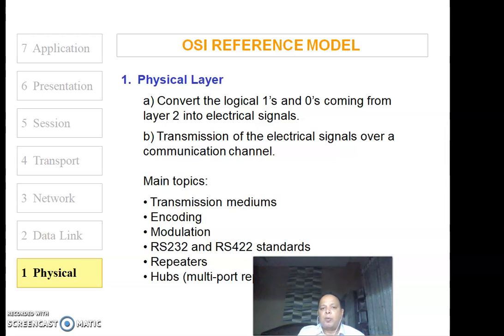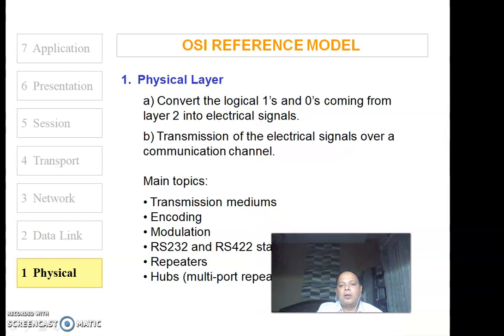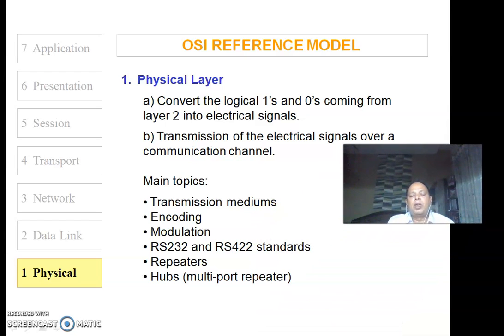And it is also responsible for transmission of the electrical signals over a communication channel. That channel could be anything, right from optical fibers or UTP cable or coaxial cable. It could even be wireless. So that is the main function of the physical layer. Here, what are the main topics which are important?